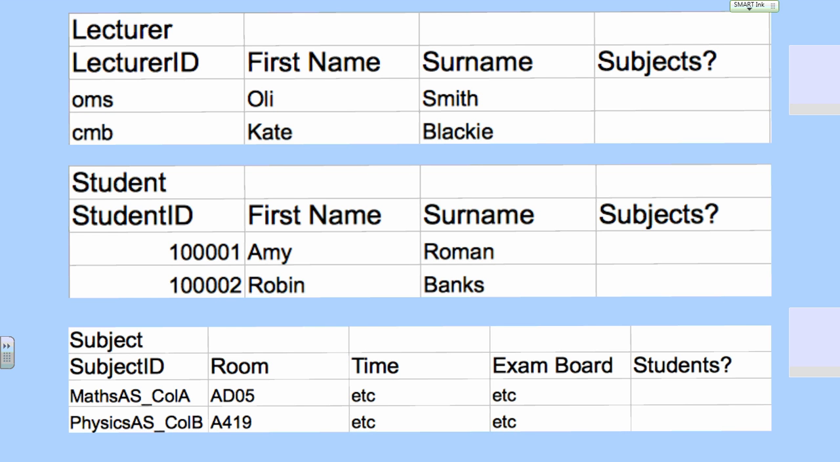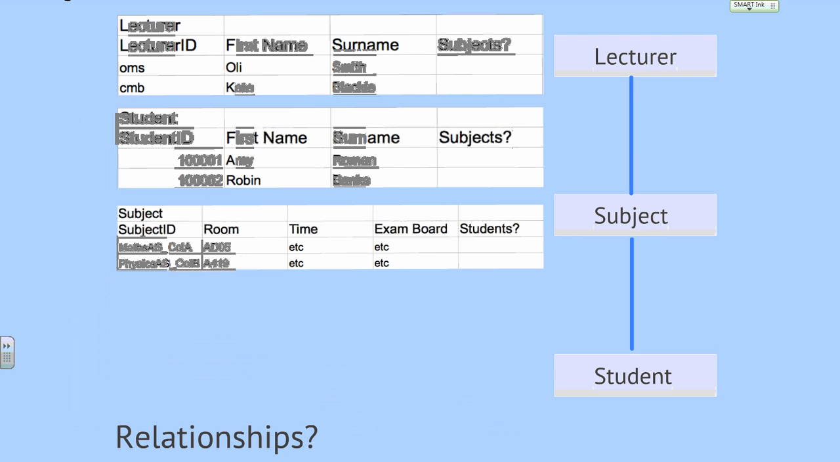between these different entities, because the subject, I suppose, is the crucial sort of relationship. But as a lecturer, I teach many students, but a student will have many lecturers. And a lecturer will teach many subjects, and a subject will have many teachers and will also have many students. When you draw these entity relationship diagrams, you end up with many-to-many relationships. And that makes drawing these tables really hard.